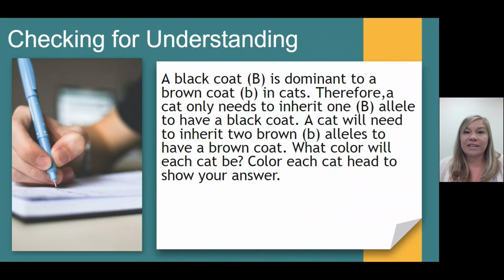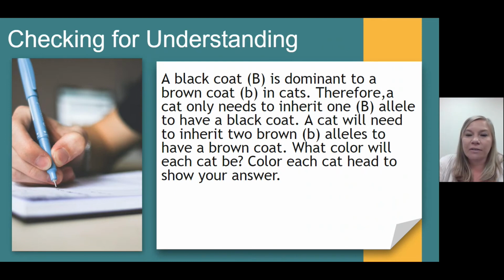Now, here's where this gets really important. We're going to check for your understanding. So you give me some feedback here, okay? And you may want to be writing this down. We're going to go through this little word problem here because that's what genetics is. It's really kind of like doing word problems like you do in math. So a black coat, capital B, is dominant to brown coat. The brown coat is lowercase b in cats. Therefore, a cat only needs to inherit one big B in order to have a black coat. If the cat is going to have a brown coat, it is going to need to have little b, okay?